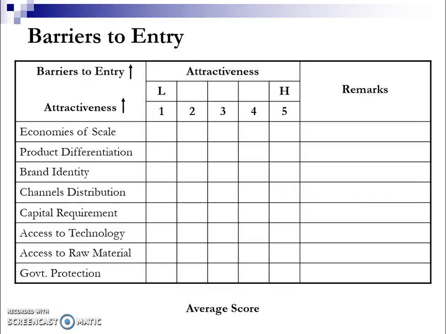And the factors that determine the barriers to entry, or the attractiveness of this industry, include economies of scale, product differentiation, brand identity of the firm, how the channels of distribution are, whether they are easily accessible or not, capital requirement, whether it is high or low, access to technology and raw material, and how far the government is protecting this particular industry. These will determine what the levels of barriers are. So the higher the barriers, the lesser the threat from potential entrants.